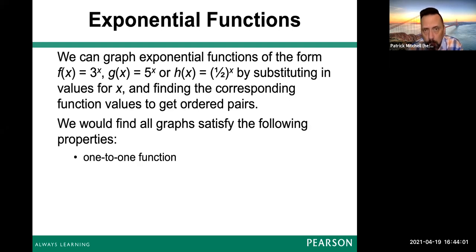They are all one-to-one functions. Remember, we talked about those in the last section. They would all have a y-intercept of (0, 1), and the reason for that is that any number to the power 0 equals 1. You'll see an example of that coming up here. These graphs have no x-intercept. There is no solution to an equation like 3 to the x equals 0.